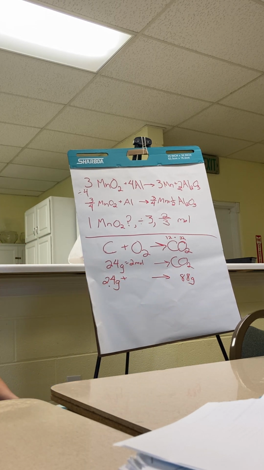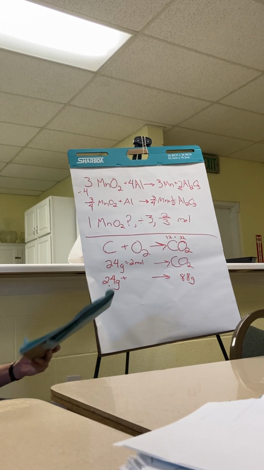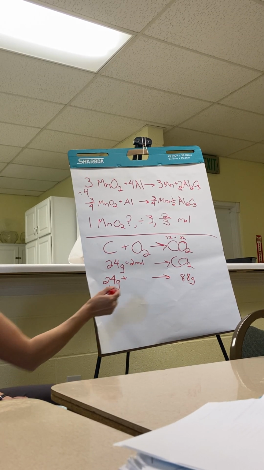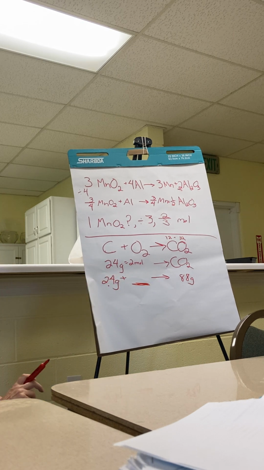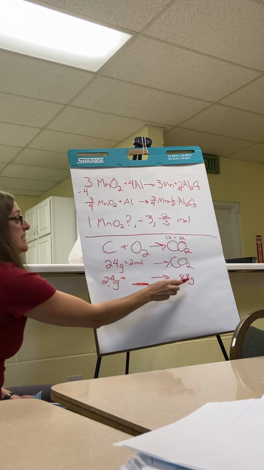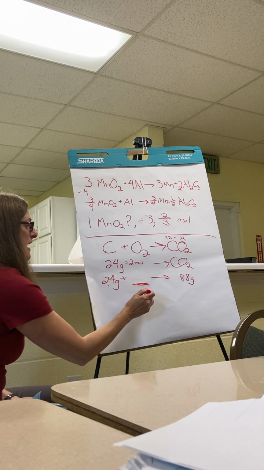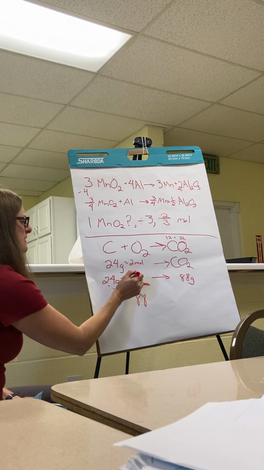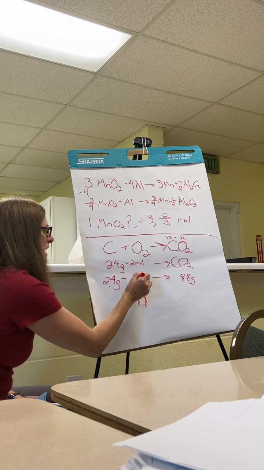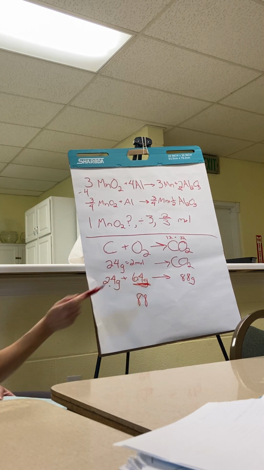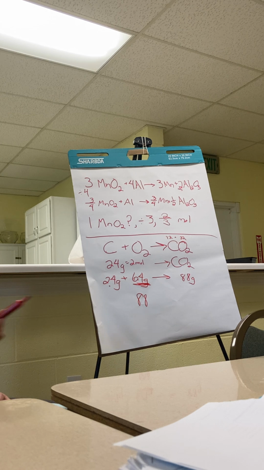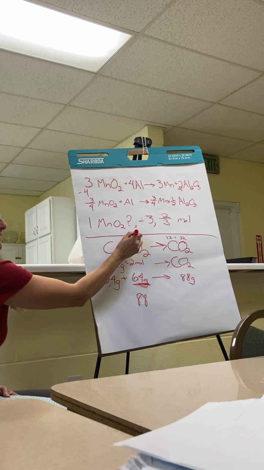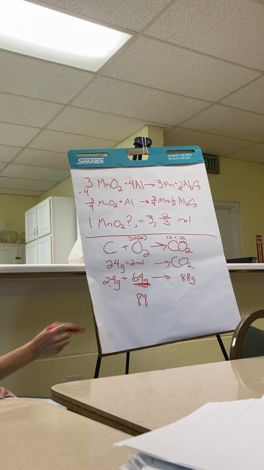We started with 24 grams. How much oxygen in mass did we use? What would you think? 32. Does that add up to 88? No, it doesn't. So I'm asking for the mass. 64? Does 88 minus 24 equal 64? Yes, it does. Okay, 64. So 1 mole of oxygen is 32, times 2 is 64.